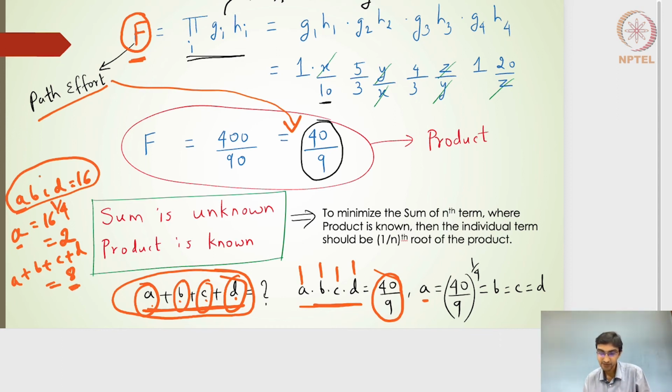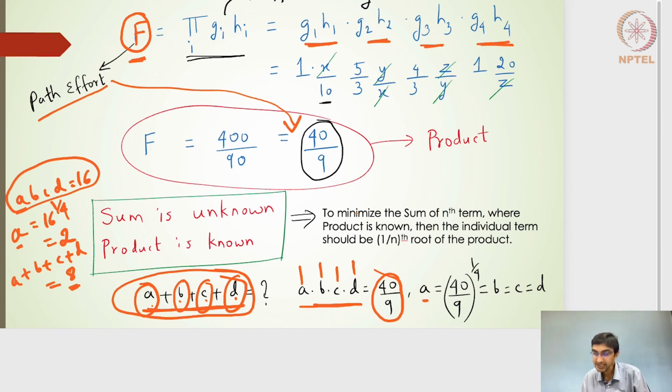So what we are saying is, if the product value is known, and if I can actually take out the root of that, whatever, if there are 4 unknown variables, then the 1 by 4th root will be equal to each of the individual variables. The summation of those will be the minimum. Right, so in this particular case of 40 by 9, if I do a 1 by 4th root, I will be able to find out the individual G1H1, G2H2, G3H3, G4H4 allocated to 40 by 9 and then the 1 by 4th root of that.